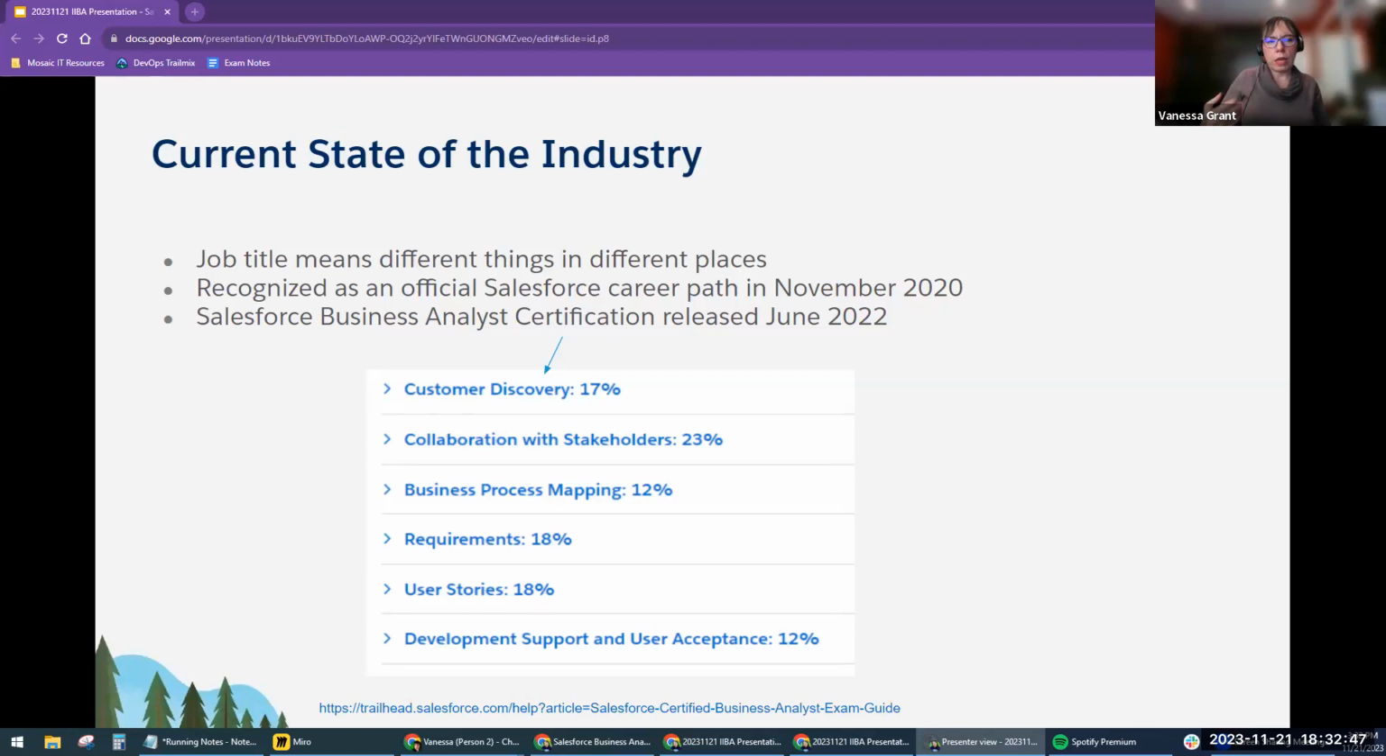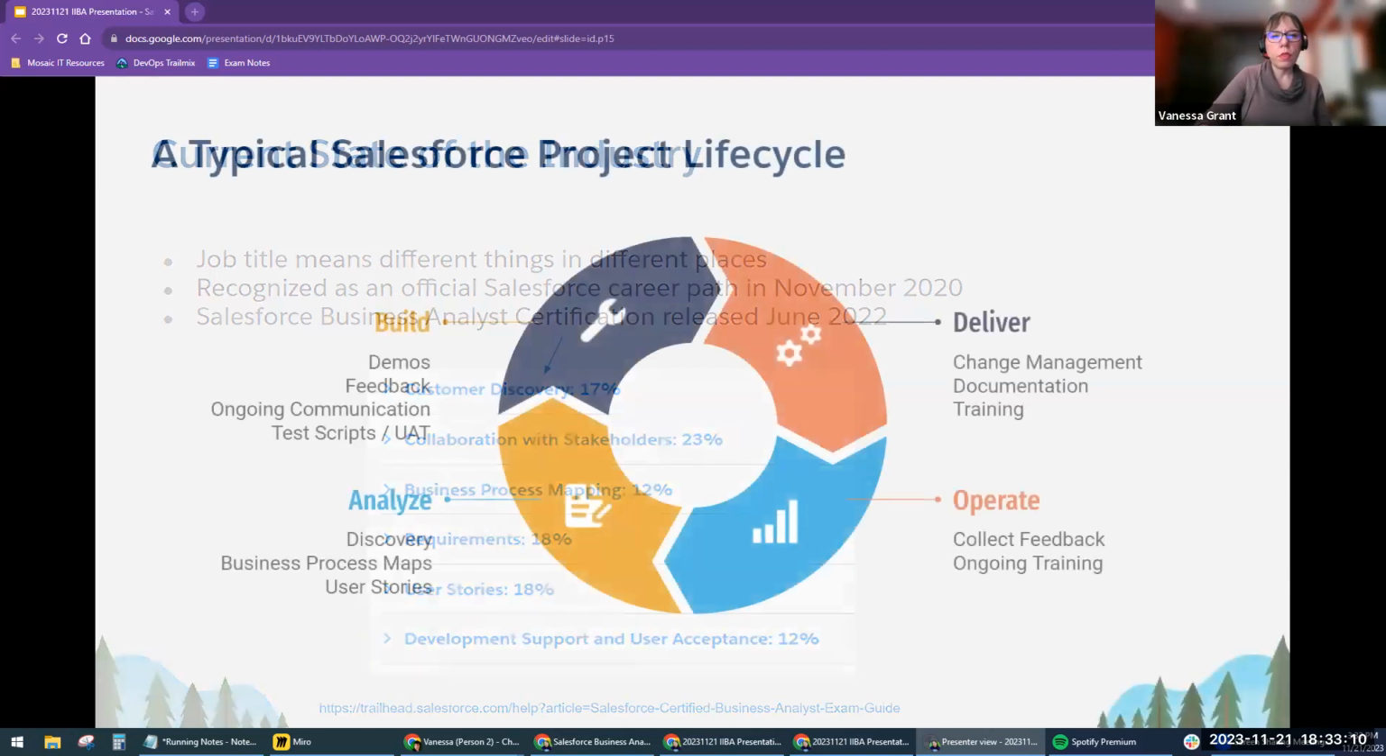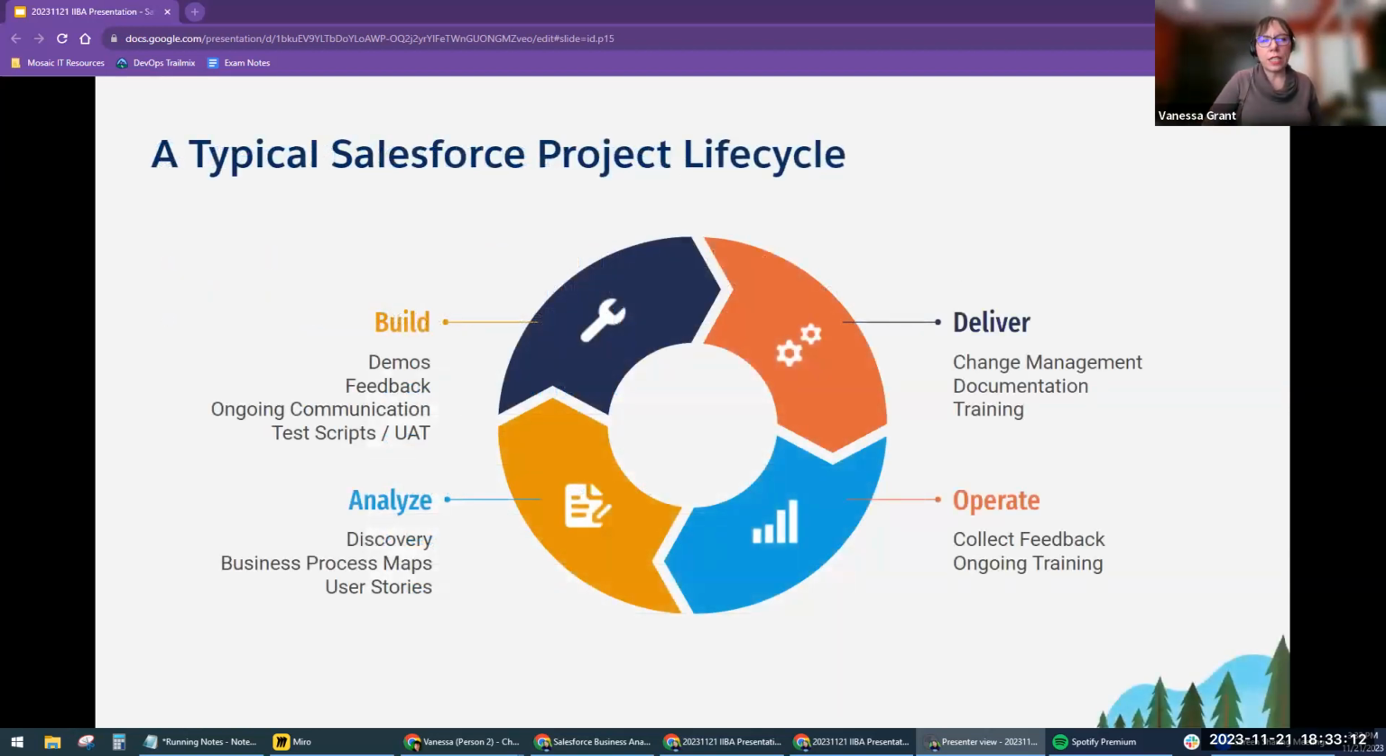One of the nice parts about the certification coming out is that it is starting to standardize what the role should look like in a best practice sense for folks that are working on Salesforce projects. So you can see the sections of that exam. We're talking customer discovery, collaboration with stakeholders, business process mapping, requirements gathering, user stories, and development support and user acceptance. It's pretty closely aligned with, I would say, a typical Salesforce project lifecycle.